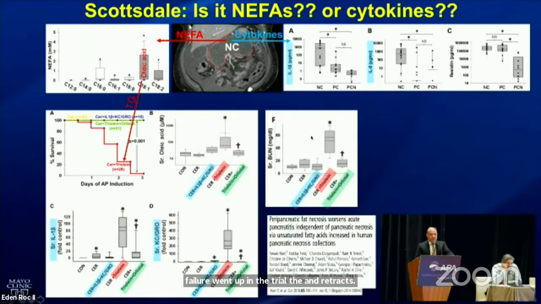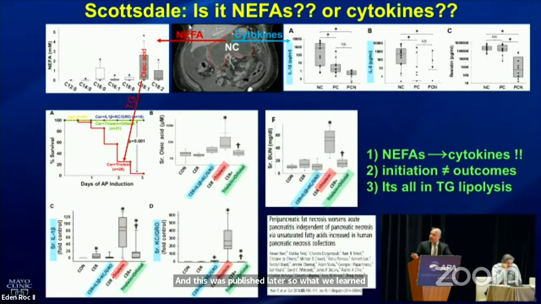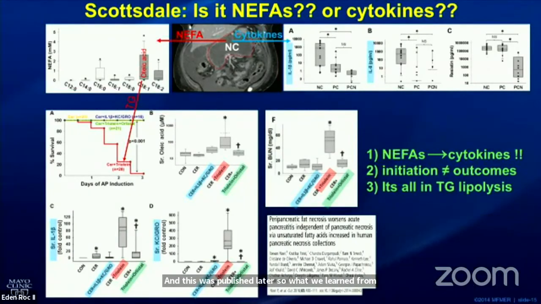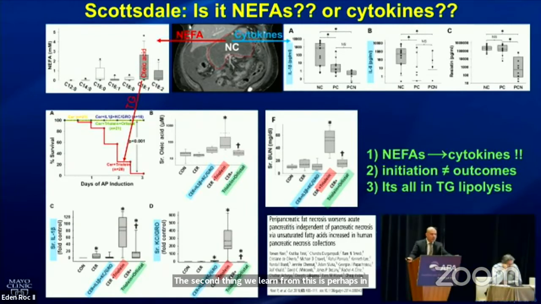And this was published later. So what we learned from this was that perhaps it is the fatty acids that cause the cytokine response. The second thing we learned from this is perhaps initiation does not equal outcomes, that we can take a mild model like caerulein and make it become severe just by a modifier, such as triolein over here. So it's the modifier that changes the course of pancreatitis, not the initiator.